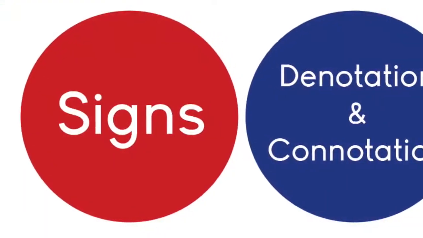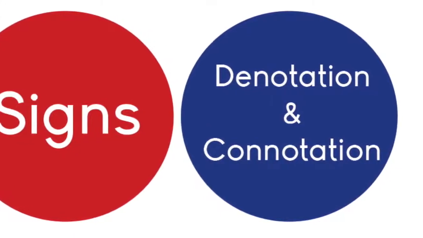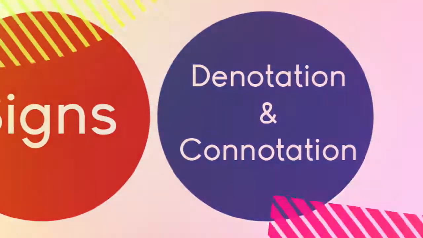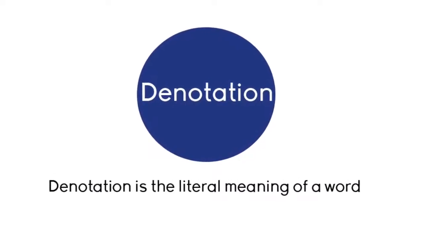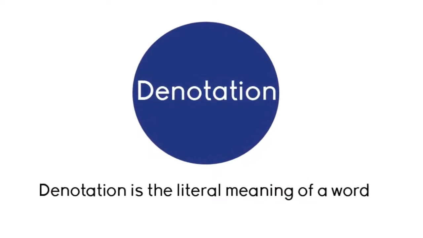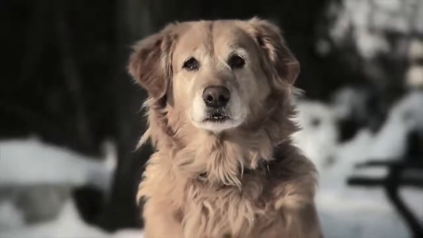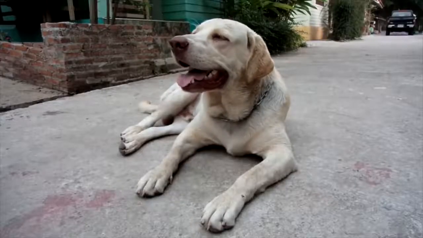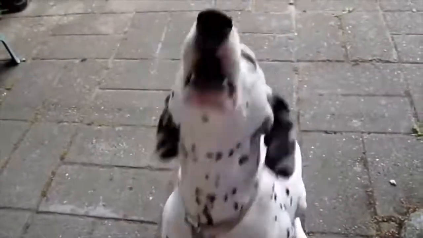Now that we understand the basics of signs, let's talk about denotation and connotation. Denotation is the literal meaning of a word. Think about it in dictionary terms. So for example, dog. A dog is defined as a domesticated carnivorous mammal that typically has a long snout, an acute sense of smell, and a barking, howling, or whining voice.